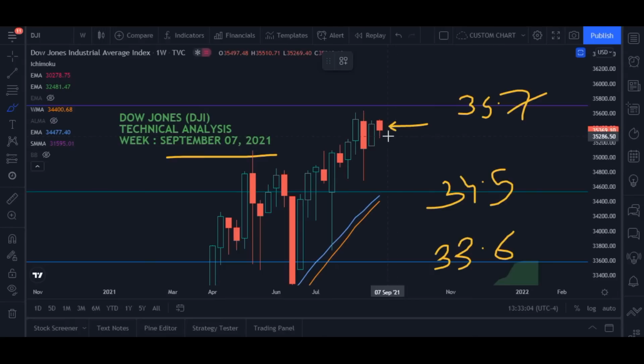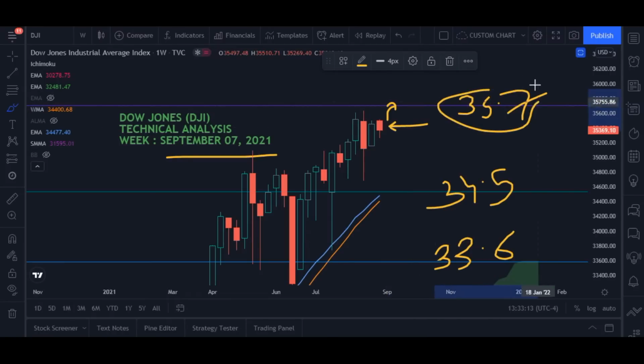So what we need to see here is that if on Tuesday or Wednesday the market moves up, whether the market sustains at these levels, particularly this level at 35,700.